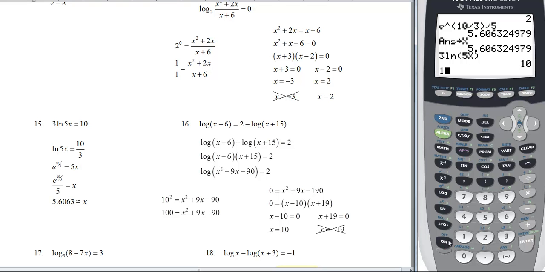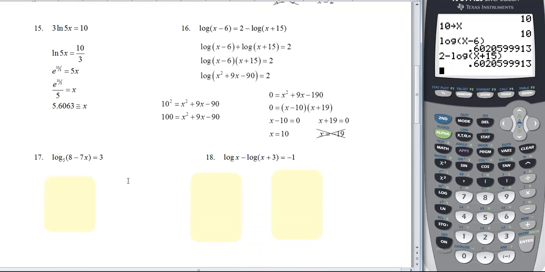Well, let's store it in and see. And this is nice because I do have a log of x minus 6. I don't have to use change of base theorem. See what that equals. The other side, I've got 2 minus log of x plus 15. Since my answers are the same, that is my correct answer. Okay, let's move on down.